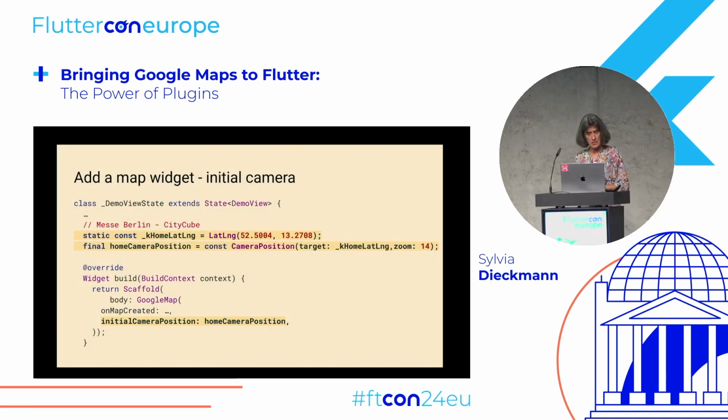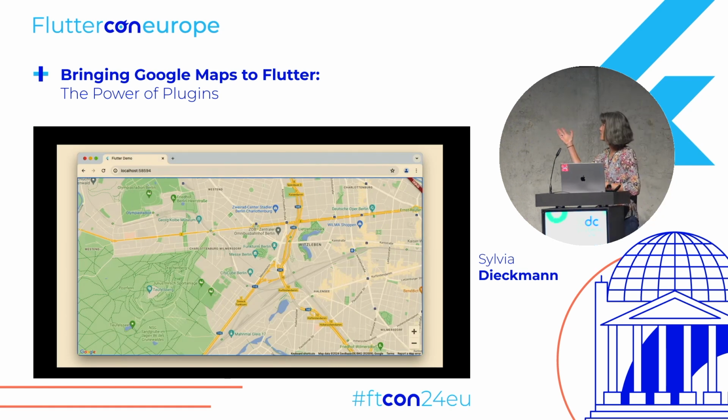The initial camera position just tells the Google Maps widget what part of the map to show and how to center it. I'm giving it here a center position, and this happens to be the latitude and longitude of this location here, the city cube, and a zoom factor. I think I just used 14, it looks good. And so this is what we get. This is Chrome here. We have our map, no marker yet, just a plain map centered on Macedonia and with a reasonable zoom factor. And that is your choice.